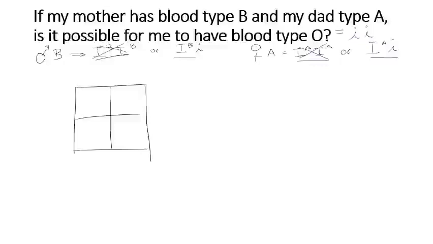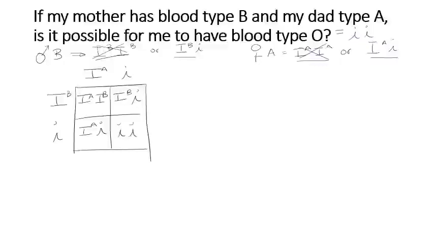So here I'm going to put dad at the top, which ends up being IA and little i, and mom is on the side here, IB and little i. And if we cross this, we're going to get IA IB, which is an AB blood group, right? Here you're going to get an IB i. Here you're going to get an IA i. And here you're going to get an ii. So this child doesn't have to worry. She's not adopted.